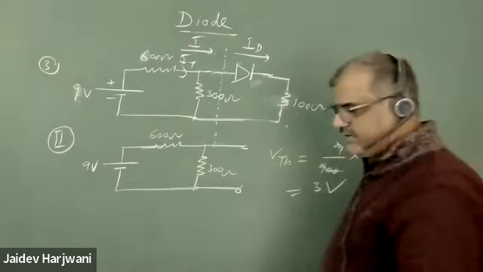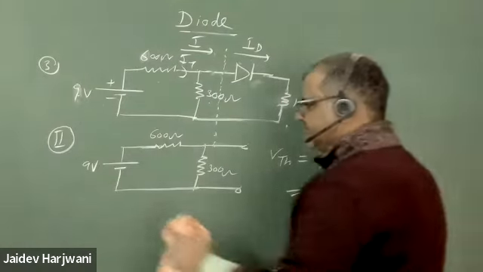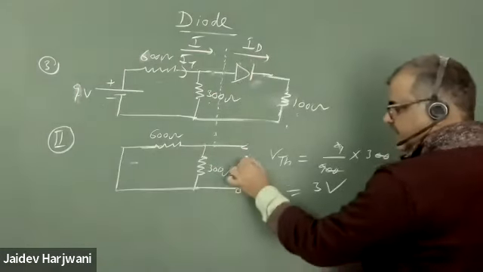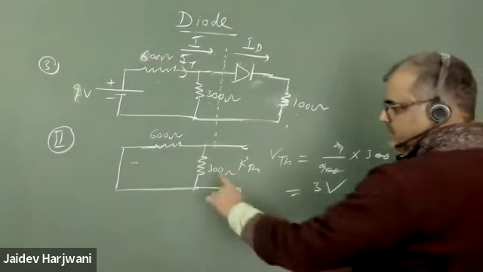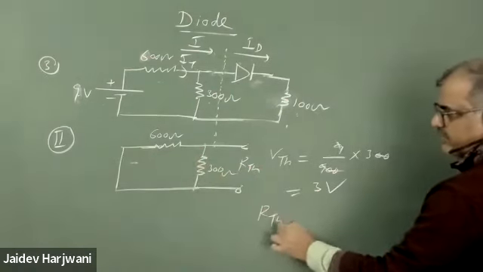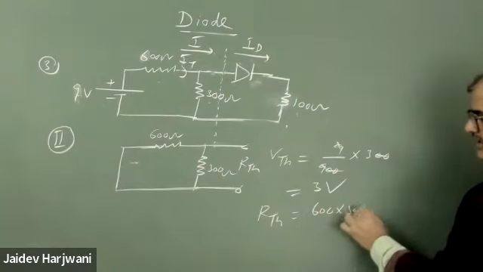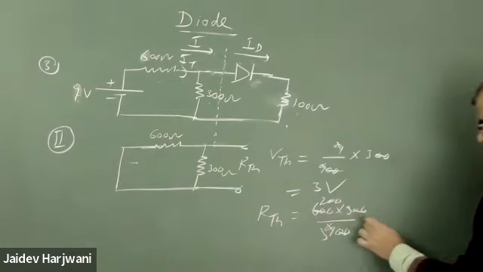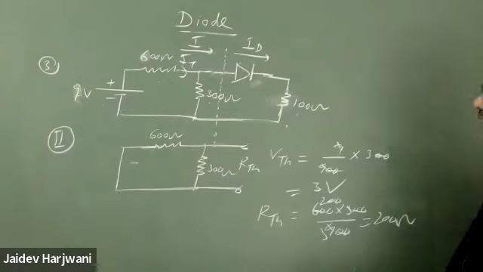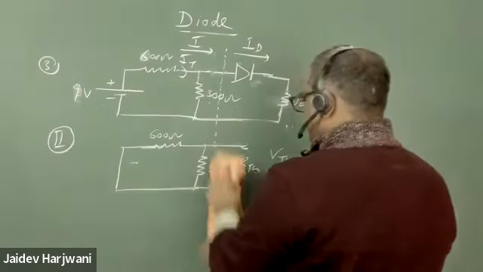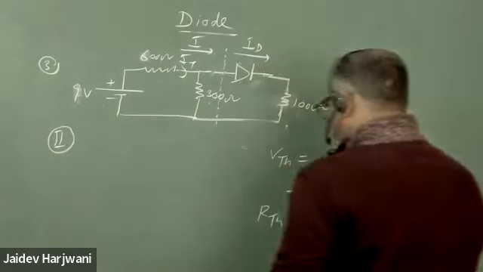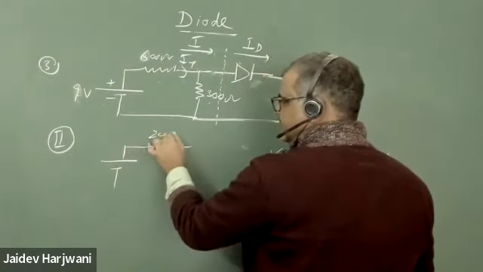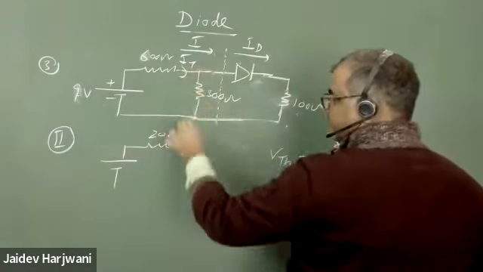And what will be the RThevenin? For RThevenin, I have to make the source short. Now these two resistors are in parallel. So my RThevenin will be 600 into 300 upon 900. This becomes 200 ohm. So now I can replace this circuit by a VThevenin, that is a 3 volt battery, and in series a 200 ohm resistance. This is the equivalent circuit of this circuit.